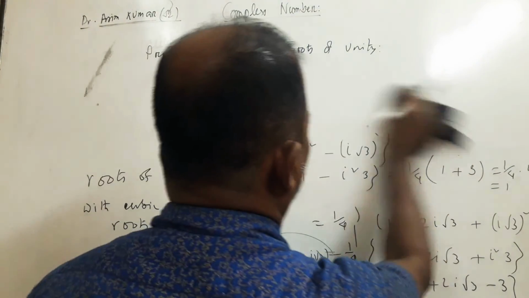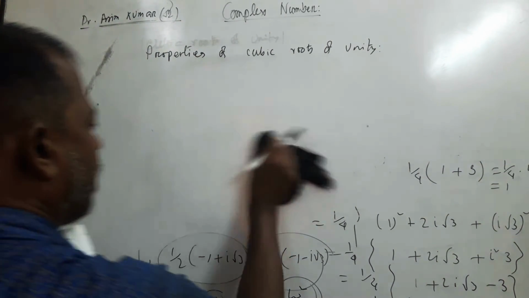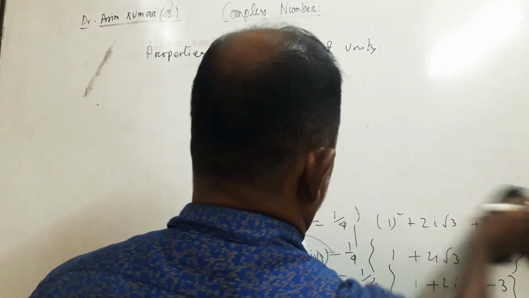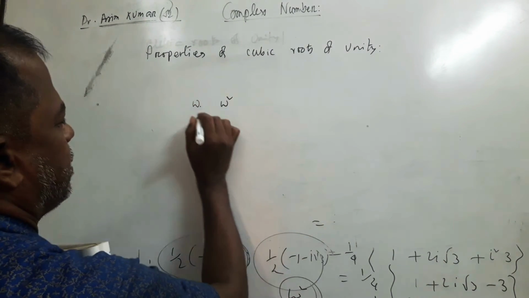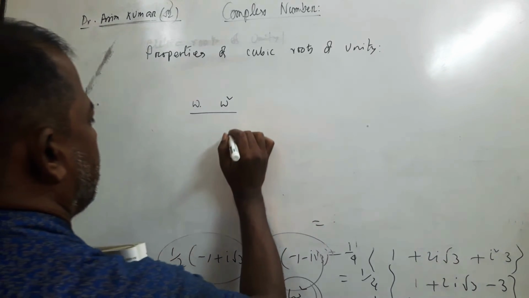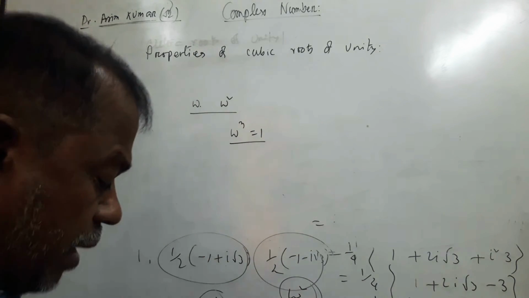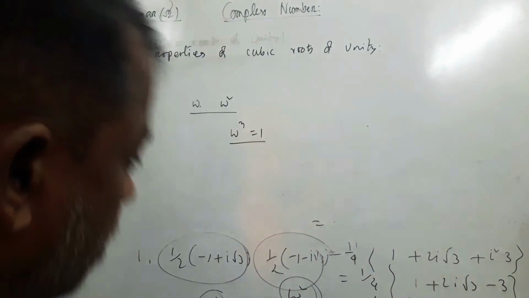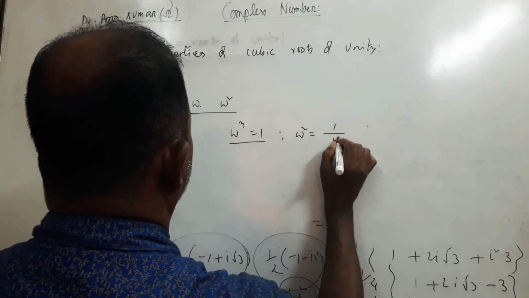Now if you are thinking about omega and omega square, omega and omega square are mainly the cube roots of unity. That means omega cube equal to 1. Then omega square equal to 1 by omega.